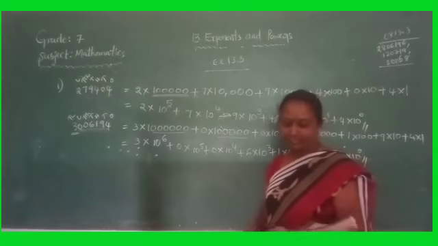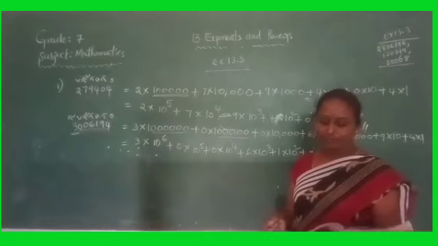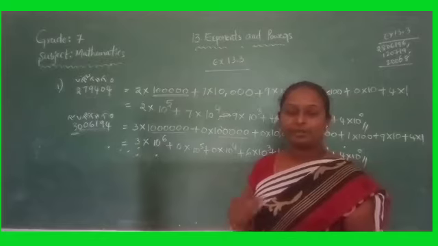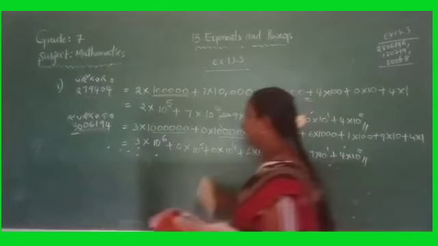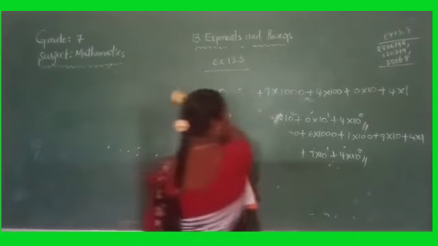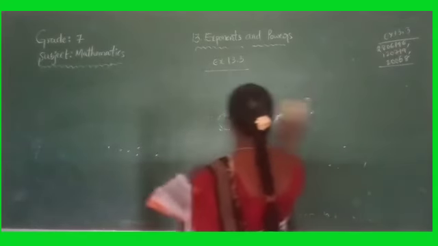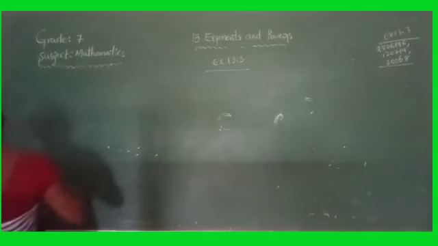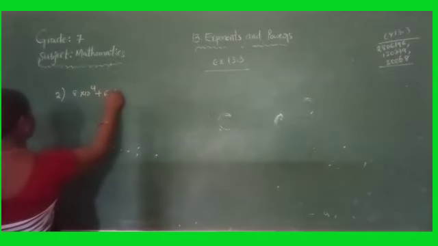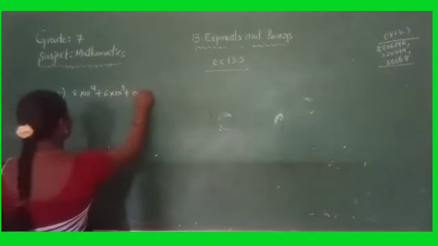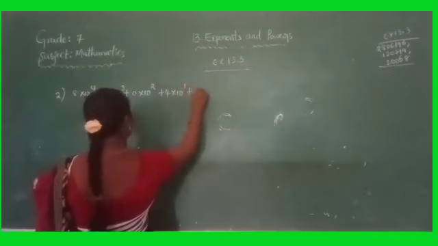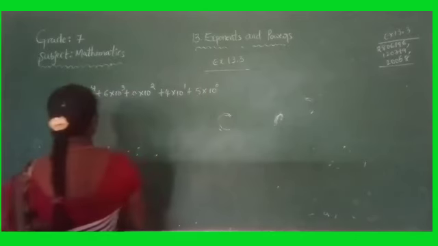Okay, children. Second one, find the number from each of the following expanded forms. Expanded form to number. How to write that? So expanded form to number, short form. We have to write the number. What is the expanded form here? 8 into 10 to the power of 4 plus 6 into 10 cube plus 0 into 10 square plus 4 into 10 to the power of 1 plus 5 into 10 to the power of 0.